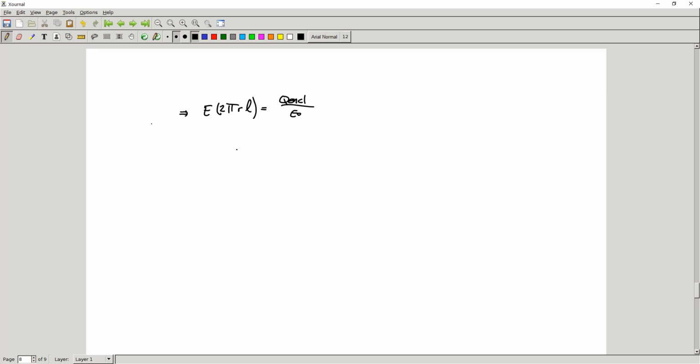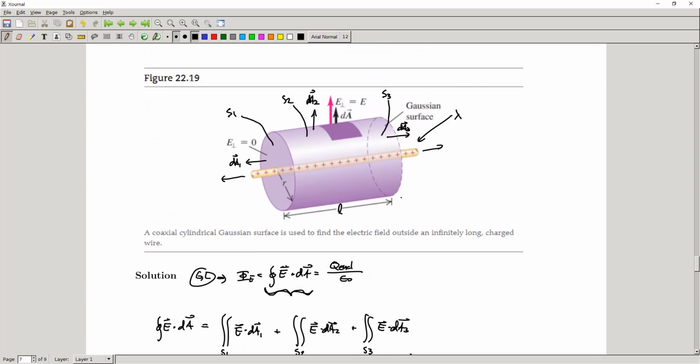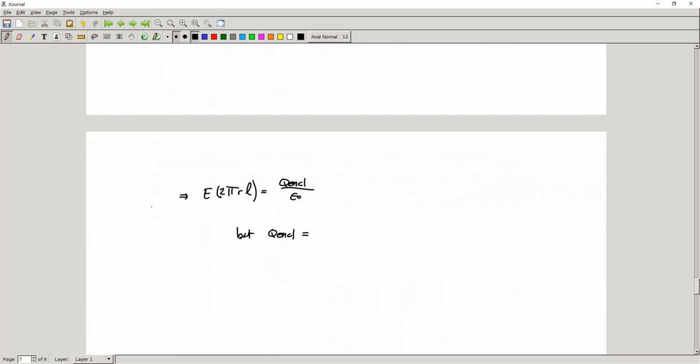But what is our Q enclosed? We now want to find Q enclosed. Well, Q enclosed is just going to be equal to whatever our length that our surface covers, right? Times, because that's basically the length of the wire that we're covering, times the charge density in that wire, right? So that's just going to end up being lambda times L. And so I can just substitute that in there.